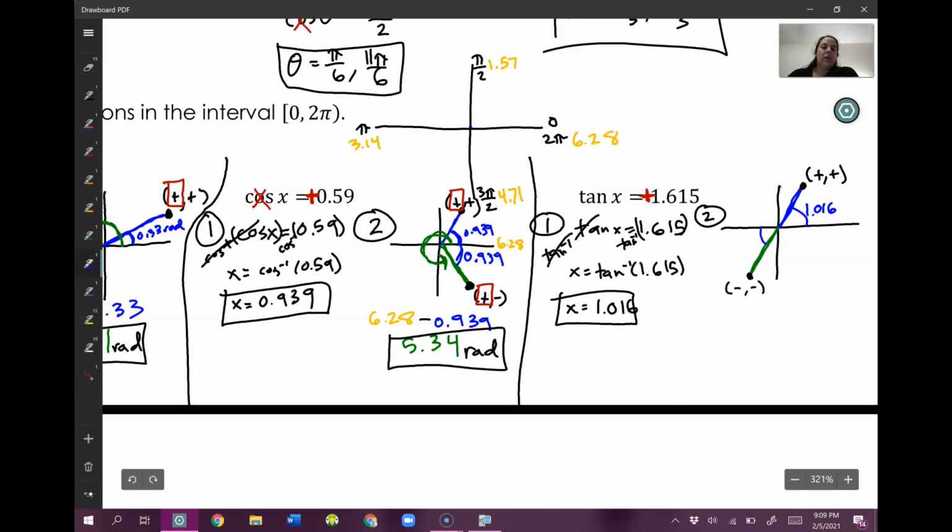Well, this angle here is still going to be 1.016. And this flat line here is still 3.14. So if I want to find this whole angle, then I can do 3.14 plus my 1.016, and that should give me that green angle of 4.157. And that is my second answer.